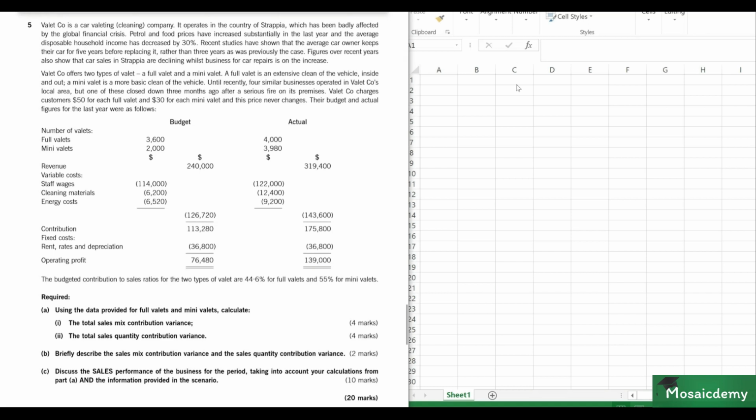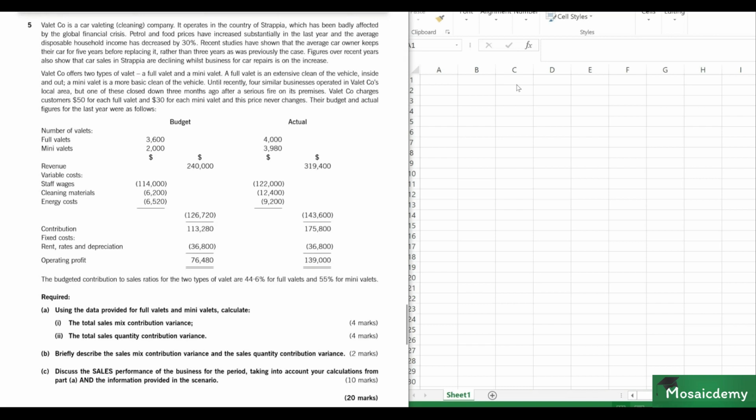So today we're going to be trying yet another question from the ACCA Performance Management past papers. The question we're doing today is from the June 2014 exam. It's question number 5 about a company called Valet Co. It's about variance analysis, specifically the mix and quantity sales variances.